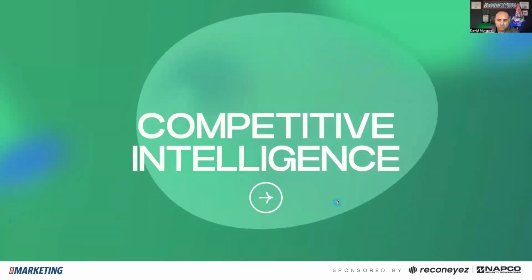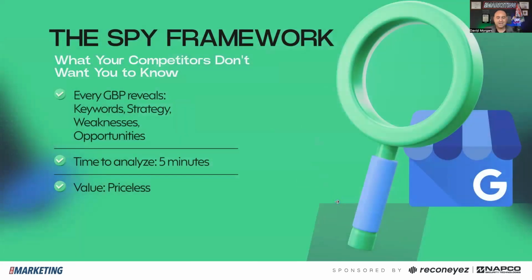Now, let's talk about the SPY framework when it comes to competitive intelligence. Every Google business profile, once again, remember, this is your Google listing, reveals a lot of insights. And by the way, it reveals a lot more than this, but some of the big keys here are: what are the keywords? What is the strategy? What are some of the weaknesses? And where are there opportunities?